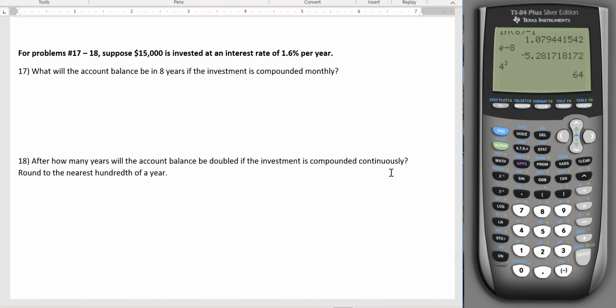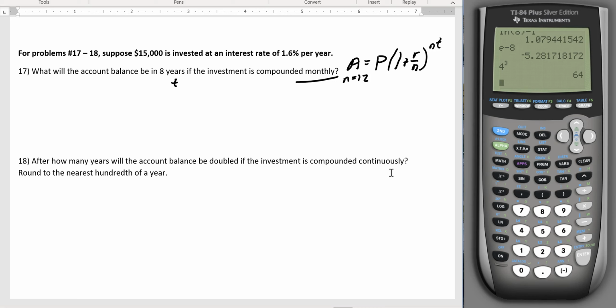All right. Suppose 15,000 is invested at an interest rate of 1.6% per year. 17. What will the account balance be in 8 years if the investment is compounded monthly? All right. Monthly tells us we need to use the formula A equals P times (1 plus r over n) to the nt, the compound interest formula. Monthly will tell me that n equals 12. 8 years is my t value. So let's plug it in.